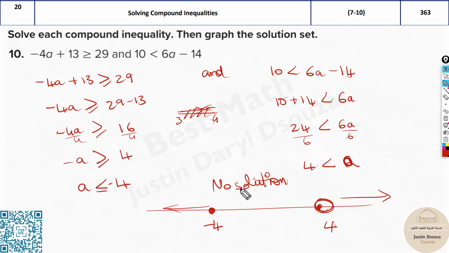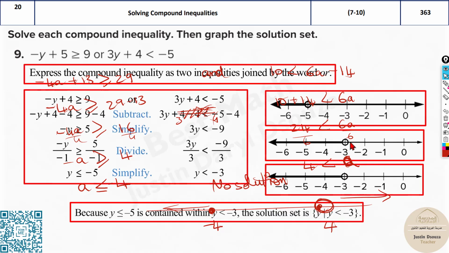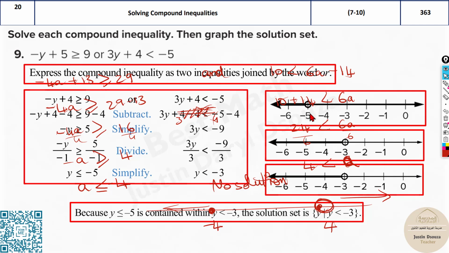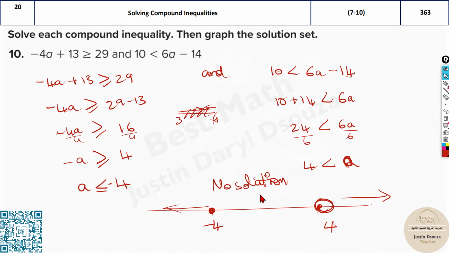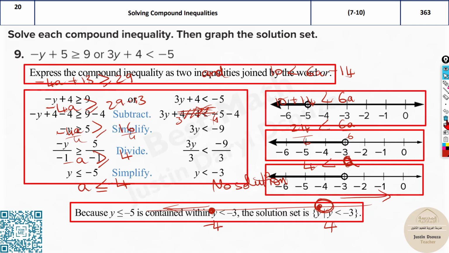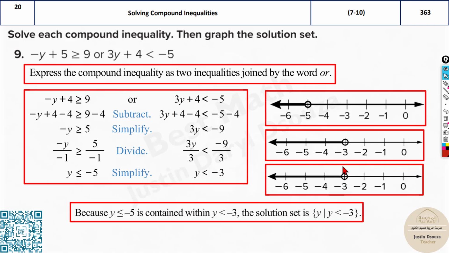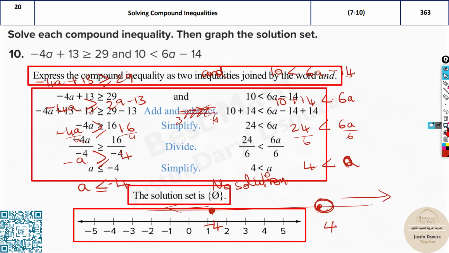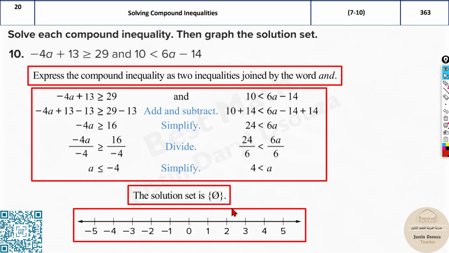Why? Because when it's AND, we need to see which is the overlapping region. There's nothing here. Whereas if it was OR, you just leave it like this. This would be the solution. See, with OR you just take one of them, not both. Here, if it was OR, then the solution would be the one which is there for both. But when it's OR, whichever is more convenient, you take that. But here you should see for both, right? Now nothing is there, so the solution set is null or no solution.